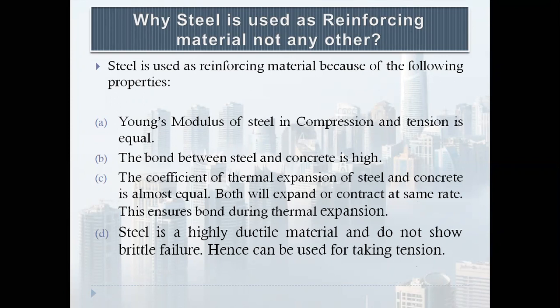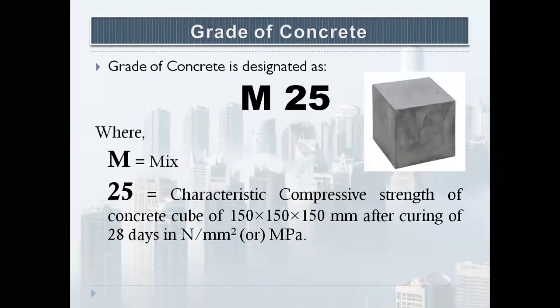Lastly, steel is a highly ductile material. Whenever steel fails, it will never fail like a biscuit, meaning it will not break suddenly. It is always going to fail like a highly ductile material, meaning it is going to break like a chewing gum. First it will develop its full elasticity and after that it is going to break. So these two, C and D, are the most important points for why steel is used as reinforcement material and not any other.